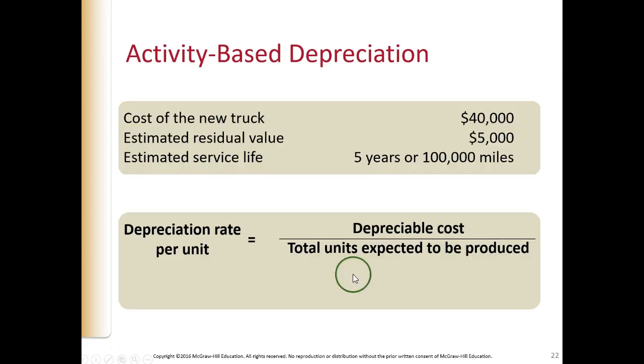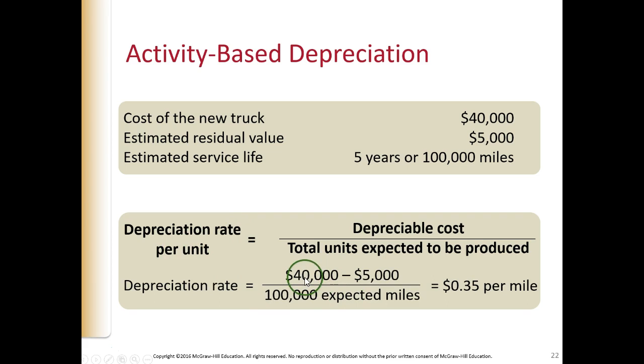The third method is the activity-based. Here we have the same beginning numbers, the cost of $40,000, the estimated residual value $5,000, service life 5 years or 100,000 miles. Here we don't depreciate the amount based on time, we depreciate it based on usage. So let's get a depreciation rate per unit. In this case it'll be per mile. So we still have the 35,000 net in the numerator, and then we put the expected miles up here in the denominator. Divide, and so we're going to depreciate this item, this truck, at the rate of 35 cents per mile.